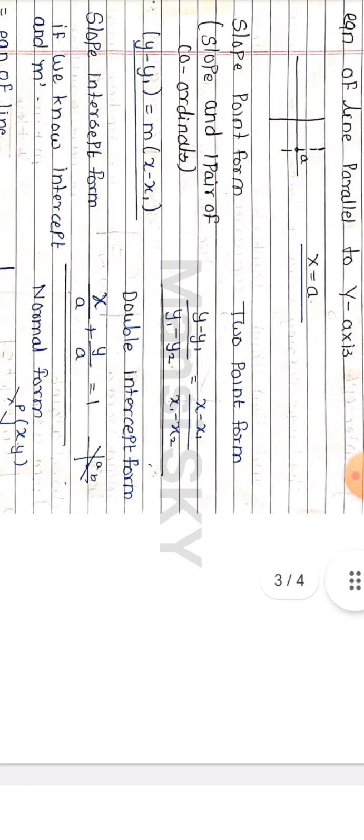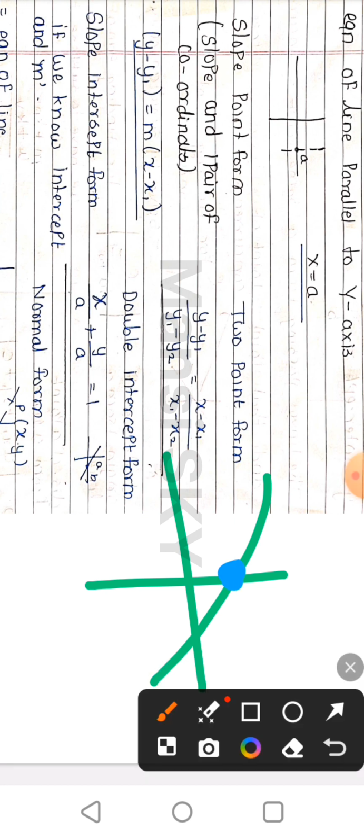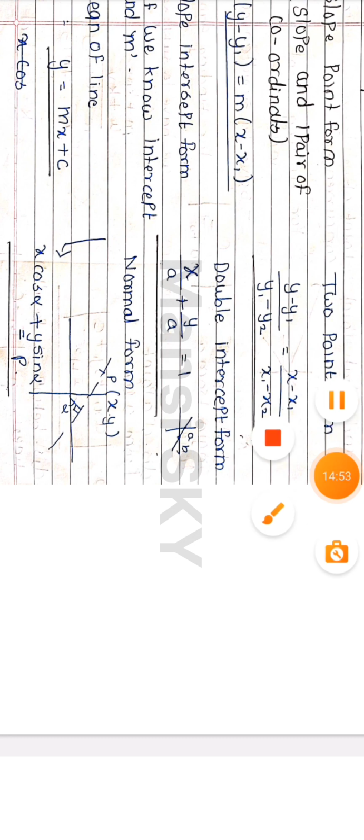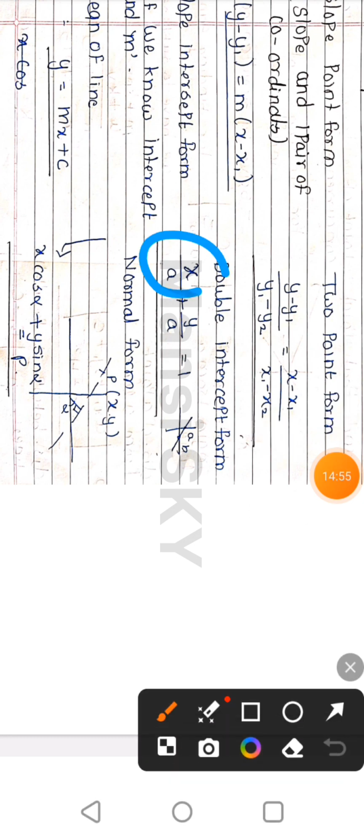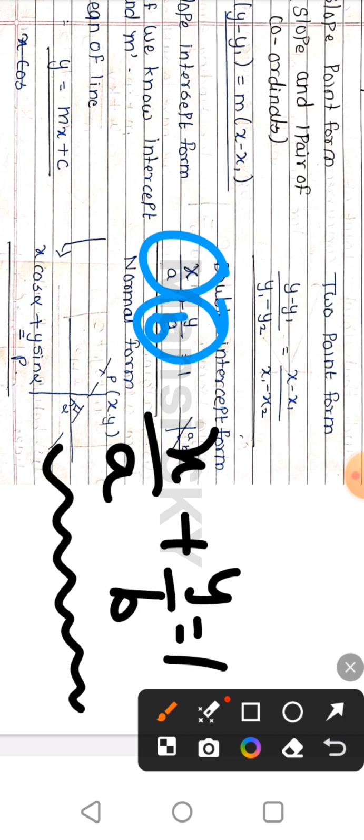Then we have the double intercept form. What is double intercept form? If we have two intercepts, I hope you understand the concept of intercept. These are the two intercepts, and if we have them, then we can find the equation of the line with the help of this formula, which is x upon a plus y upon b is equal to 1. This is our double intercept form.